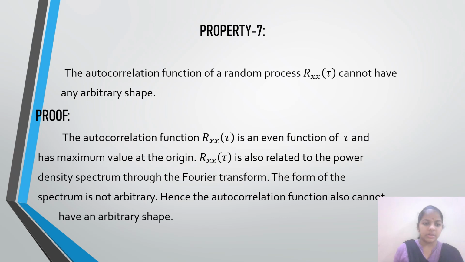Property number 7: the autocorrelation function of a random process Rxx(τ) cannot have any arbitrary shape. Proof: the autocorrelation function Rxx(τ) is an even function of τ and has a maximum value at the origin, from property 2. Rxx(τ) is also related to the power density spectrum through the Fourier transform. The form of the spectrum is not arbitrary. Hence, the autocorrelation function also cannot have any arbitrary shape.